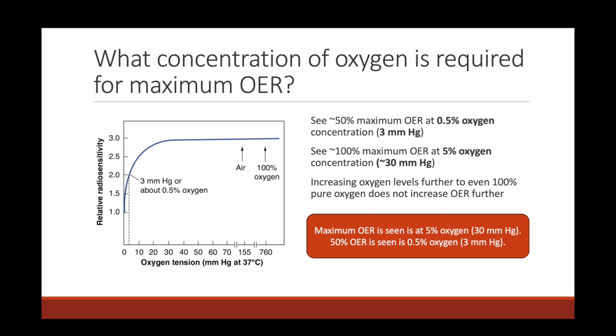And 100% maximum OER is seen at 5% oxygen, which is 30 millimeters mercury, so 10 times that. And then above 5% oxygen or 30 millimeters mercury, we're already at 100% OER. So increasing the oxygen concentration above that does not further increase the OER. So the biggest takeaway here is that there's a logarithmic relationship. We see the maximum OER at 5% oxygen, which is 30 millimeters mercury. And we see 50% effect at around 0.5% oxygen, which is 3 millimeters mercury.